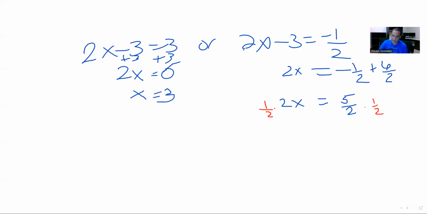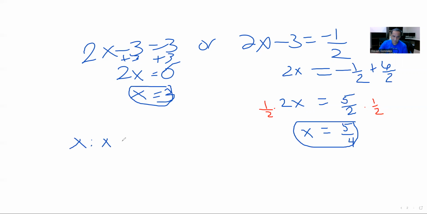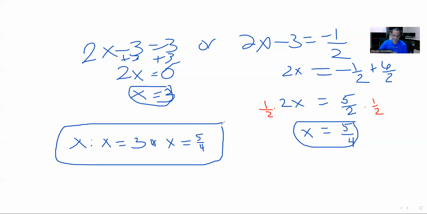You'll see this situation a lot. So half of 2x is x, half of 5 halves would leave you fourths. That's a perfectly good way to leave it. Now, those are the two solutions. Now you have to write a solution set. Oh, yeah, that's 5 fourths. I was checking. I got a little worried about the sign. So that's actually the solution set to this problem.